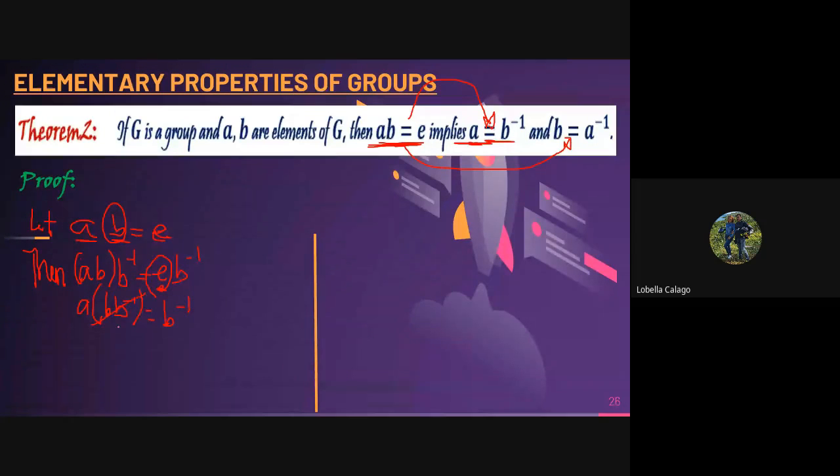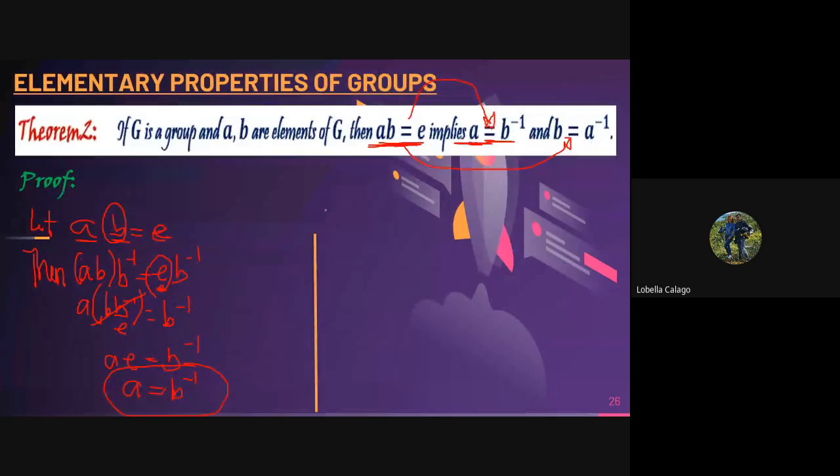Ngayon, yung B times B inverse is E. So, A E equals to B inverse. And then, A now is equals to B inverse. Yan po yung ating pagsagot dyan. Next one. Ay, sorry.